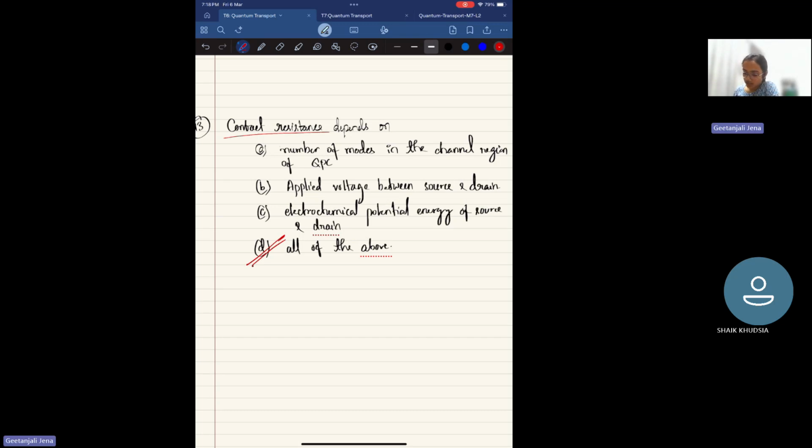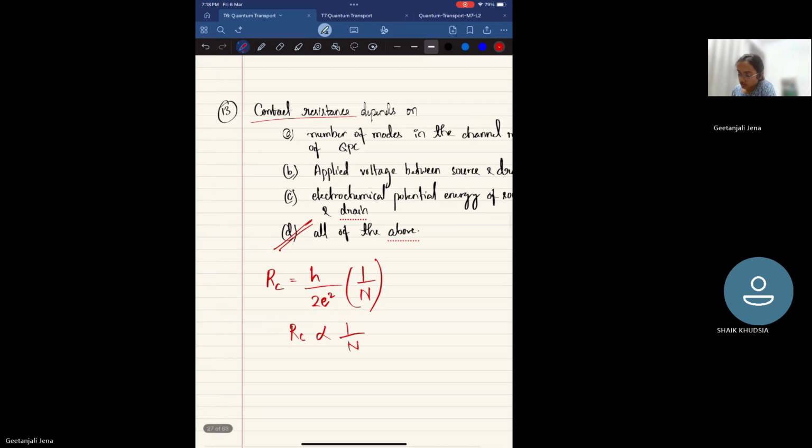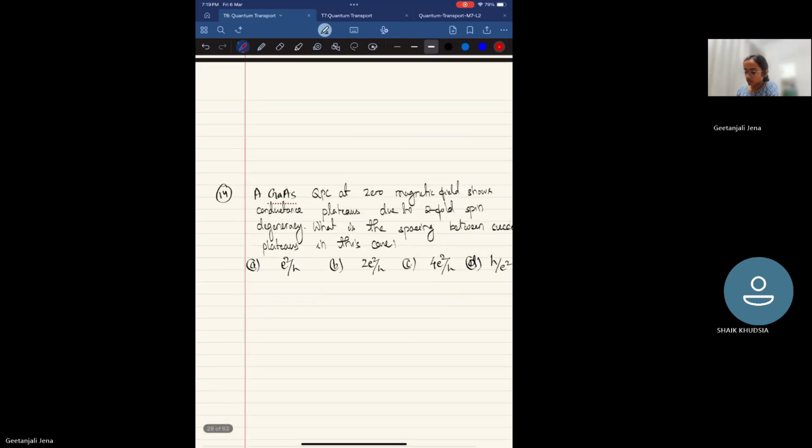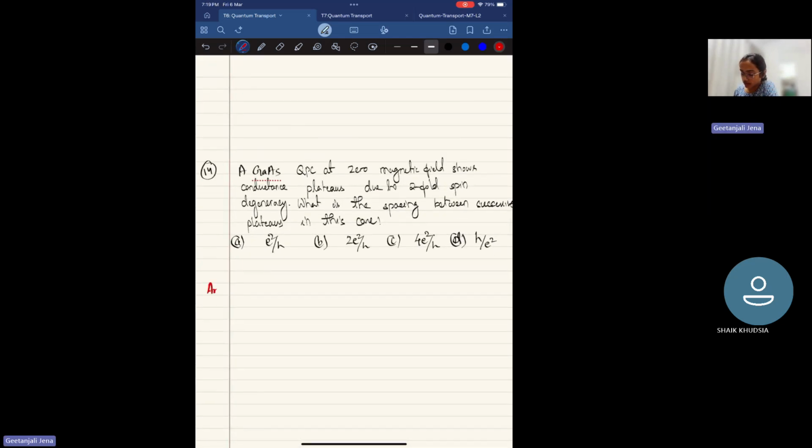The answer is option A. If you recall, the contact resistance is given by h by 2e square times 1 by N. That means R_C depends on the number of modes in the channel region. Okay, we have 2 more questions, then we'll start from the week 7 questions.